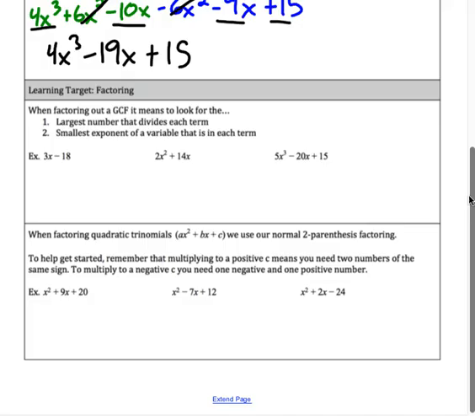The most basic form of factoring is when you're literally just pulling out a GCF. And by pulling out a GCF, all that means is find the biggest number that divides everything, and then how many of the variable can you pull out? All right, so here, this first example, 3x minus 18. Well, 3 divides both of those, so I can take a 3 out.